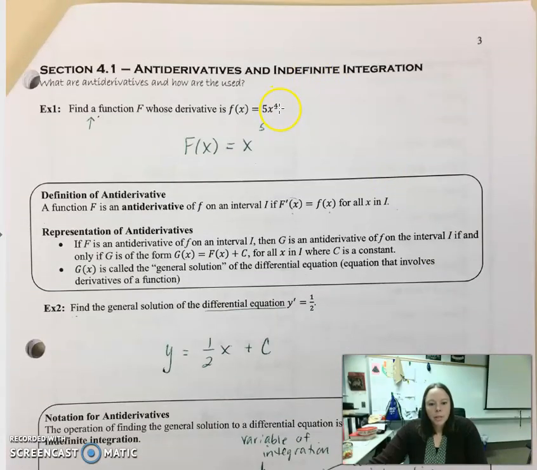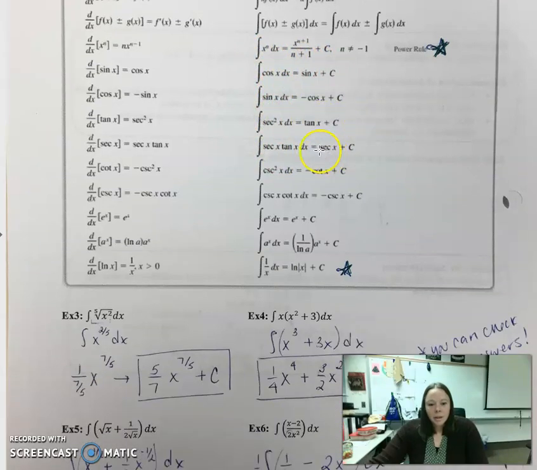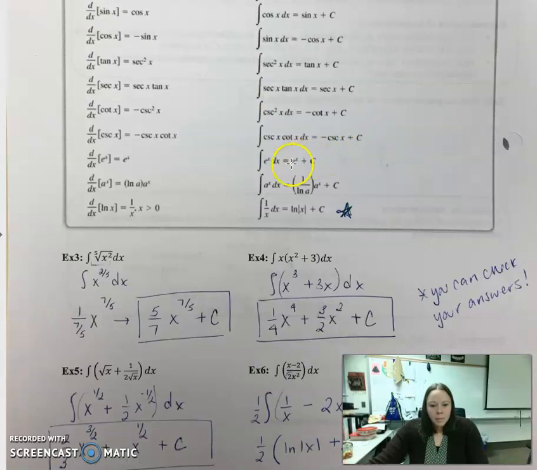So if you add 1 to this exponent, you'll get 4 plus 1 is 5. Then divide any constant out in front by the new exponent. 5 divided by 5 is 1. So that's the power rule. Then your little jingle, sine, cos, minus sine, minus cos, will help you with these. And then, of course, secant squared, the antiderivative becomes tangent because the derivative of tangent is secant squared, and so forth. And then e to the x, the antiderivative is e to the x.